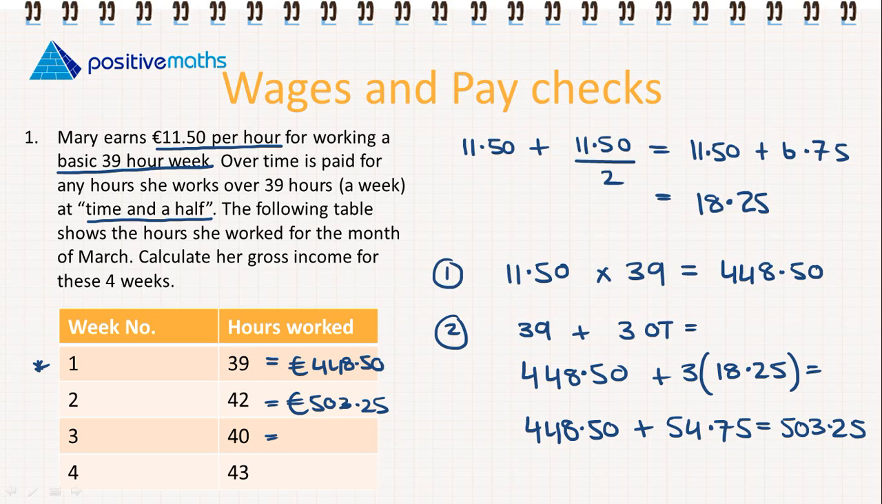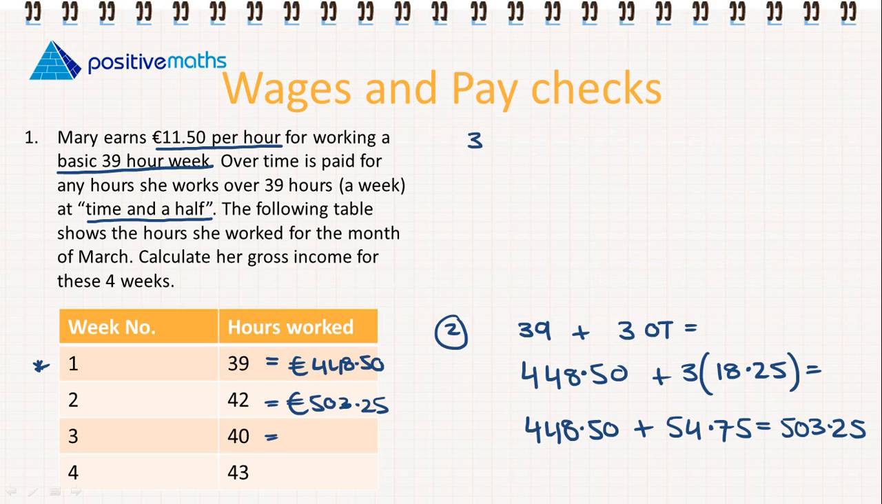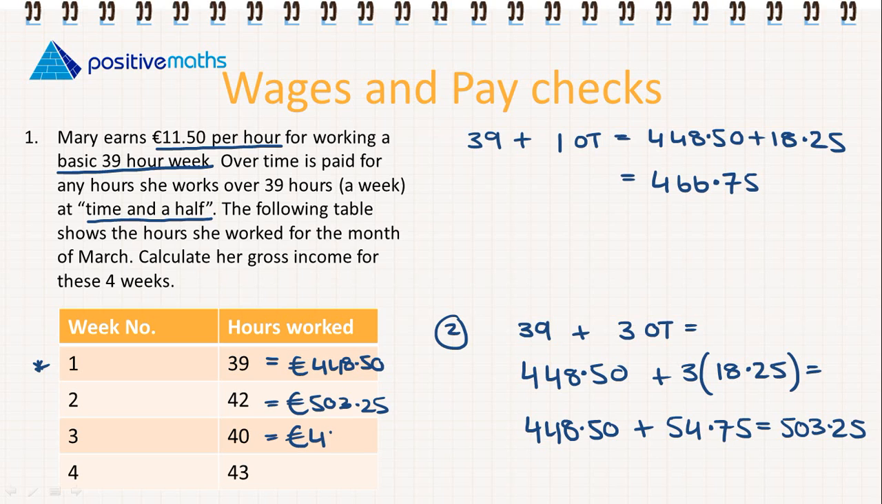Okay, so 40 hours now. So this is going to be 39 basic hours plus 1 hour overtime. So $448.50 plus 18.25. And our total is $466.75.